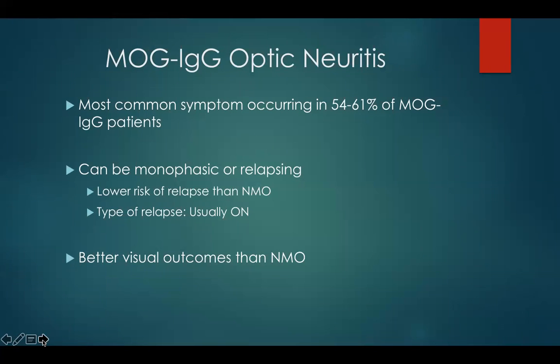Specifically talking about the optic neuritis that can happen with anti-MOG disease. It's the most common symptom that occurs with anti-MOG disease, affecting slightly more than half of anti-MOG patients. It can be relapsing or monophasic, and it seems to have a lower risk of relapse than NMO regarding the optic neuritis. However, if patients do relapse with anti-MOG, they usually relapse with optic neuritis. And fortunately, patients who have optic neuritis secondary to anti-MOG have better visual outcomes long-term compared to NMO.